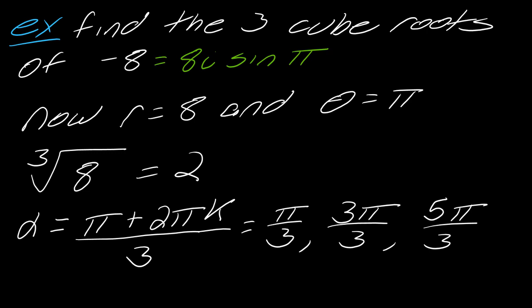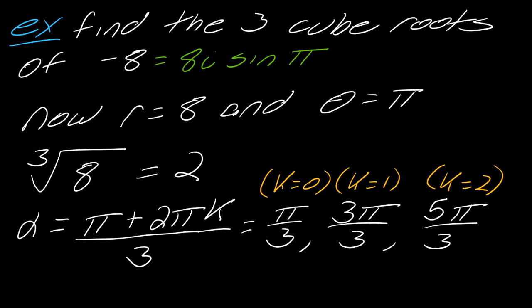So these are the 3 roots. I've taken this format and started at k equals 0. If I plug in k equals 0, the 2 pi falls out, so I'm just left with pi over 3. Next I go to k equals 1. If I plug k equals 1 in, I get pi plus 2 pi, which gives me 3 pi over 3. Then I go to k equals 2, and this becomes pi plus 4 pi over 3, which will be 5 pi over 3.